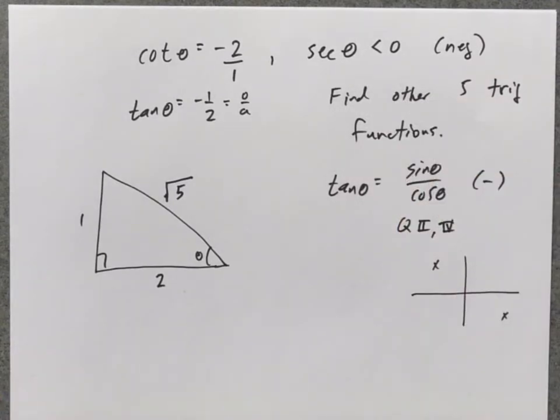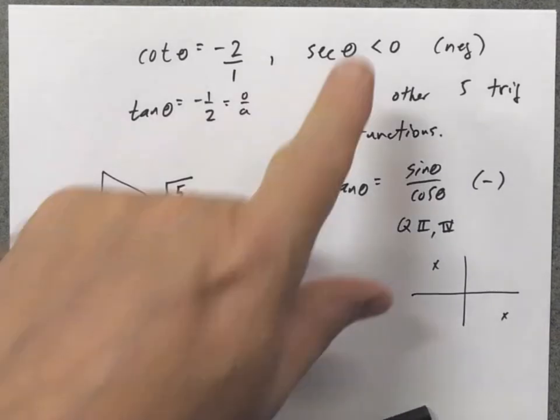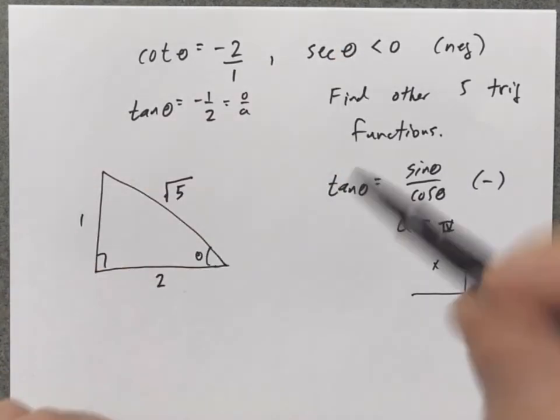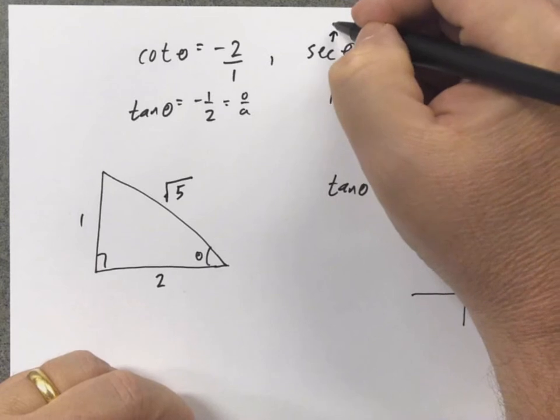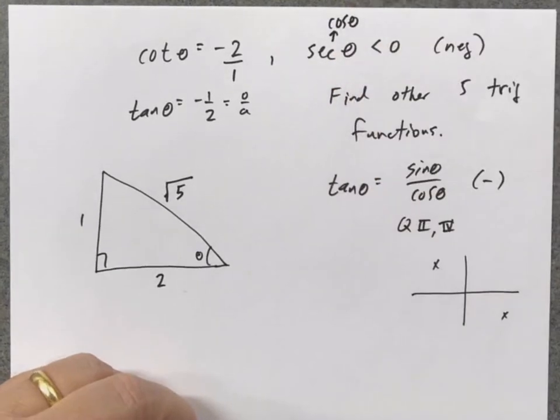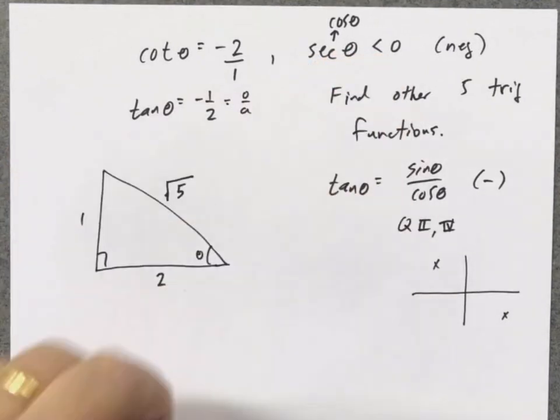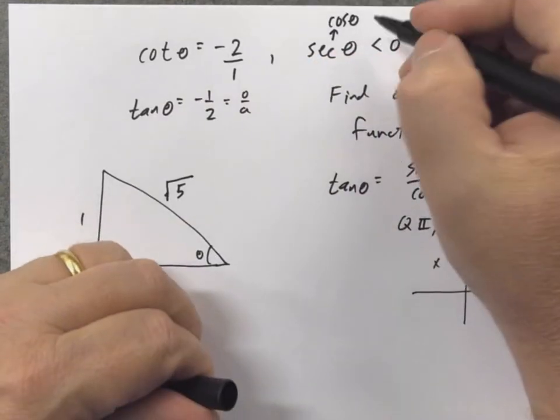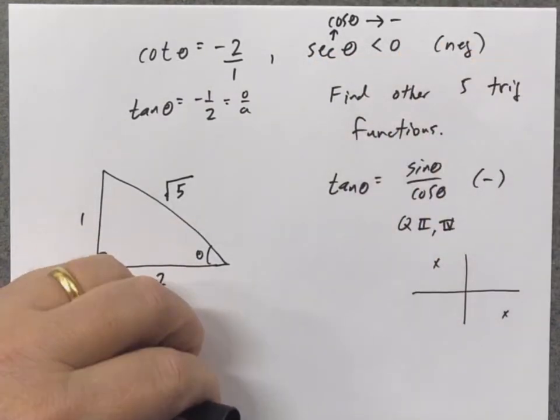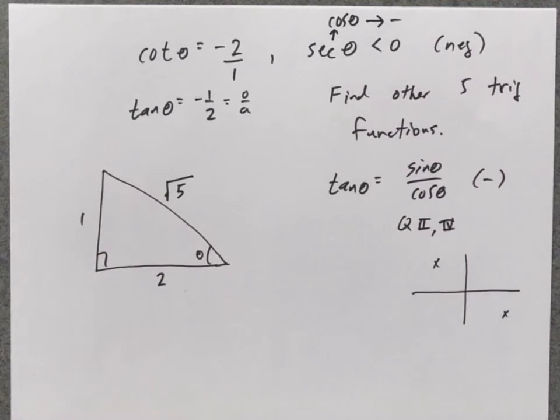They say the secant of theta is less than 0, or negative. Now, what does secant get paired with? Secant gets paired with cosine. And I just said a few minutes ago that the secant and cosine will always have the same positive or negative. So that means if the secant is negative, what do I know about the cosine? The cosine is also going to be a negative number.